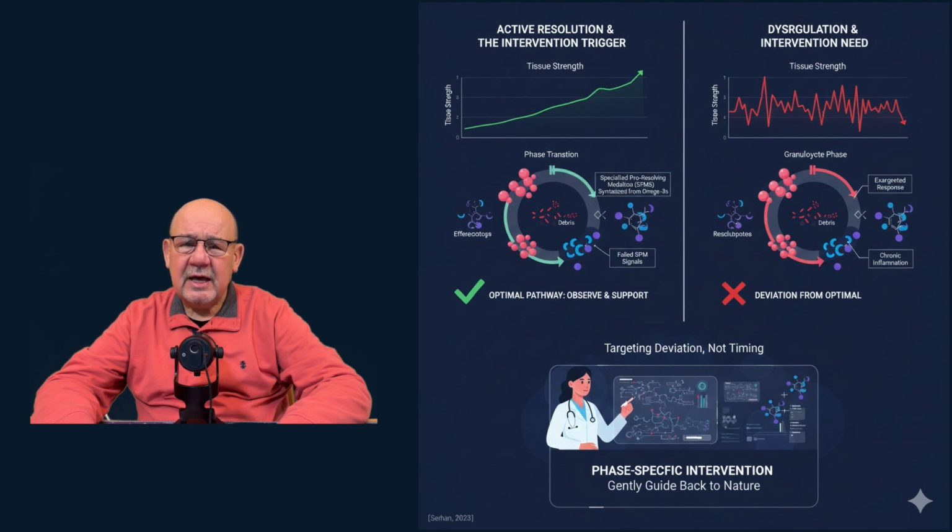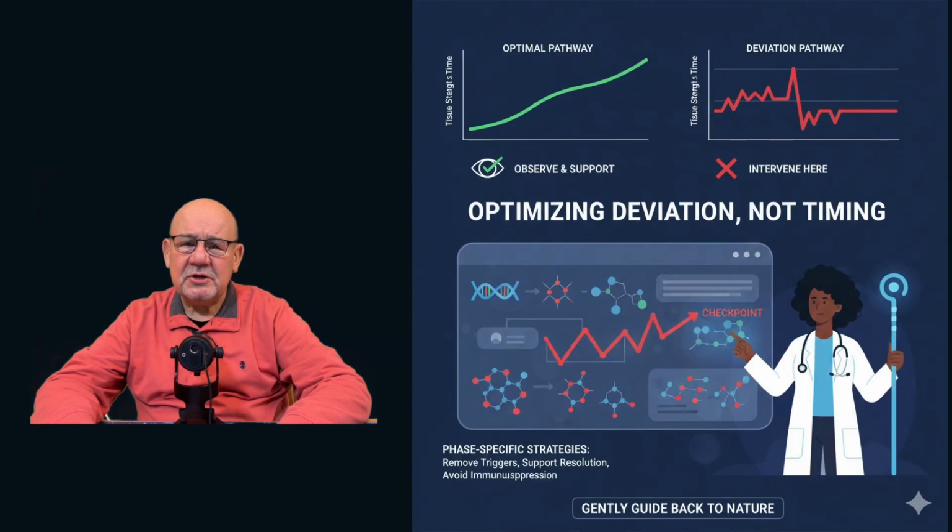This involves targeting phase-specific checkpoints in initiation, amplification, or resolution. For example, by removing persistent triggers, supporting resolution pathways, or avoiding premature broad immunosuppression. The specific methodology for this optimization is, however, another topic reserved for discussion in our subsequent presentations.